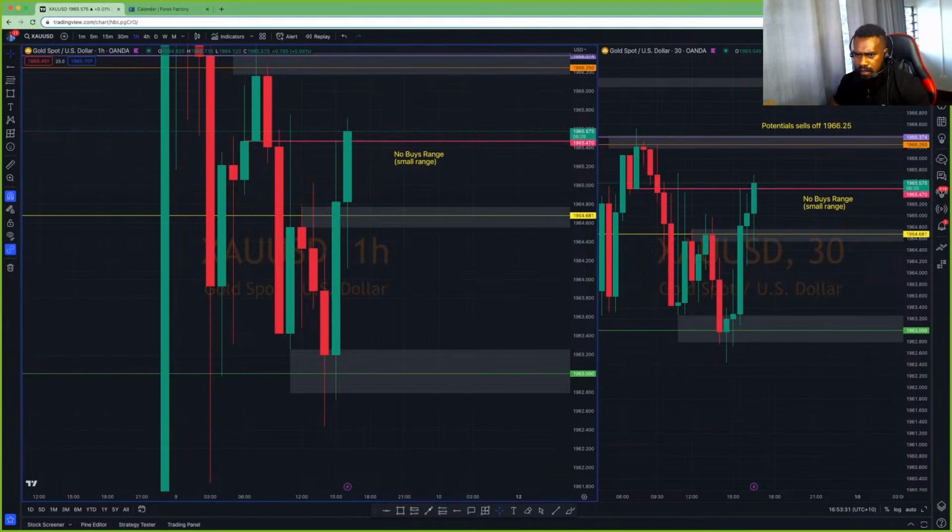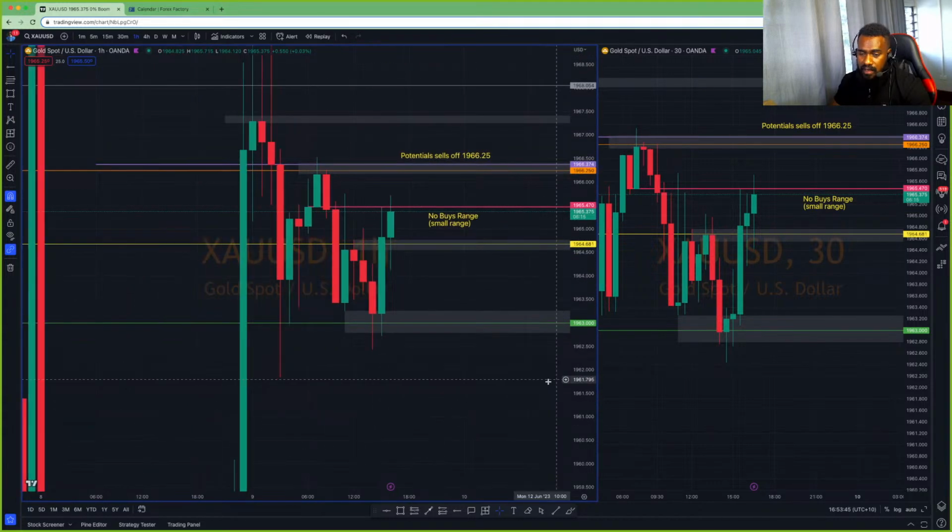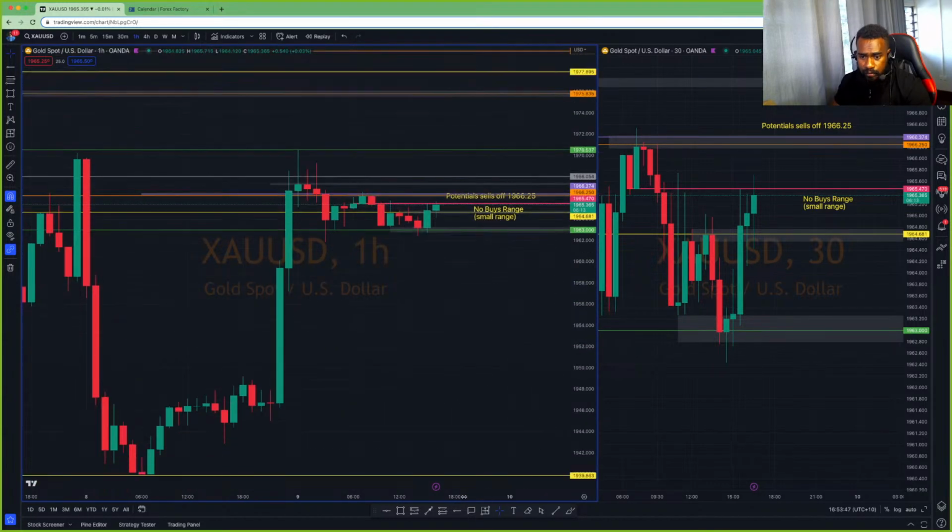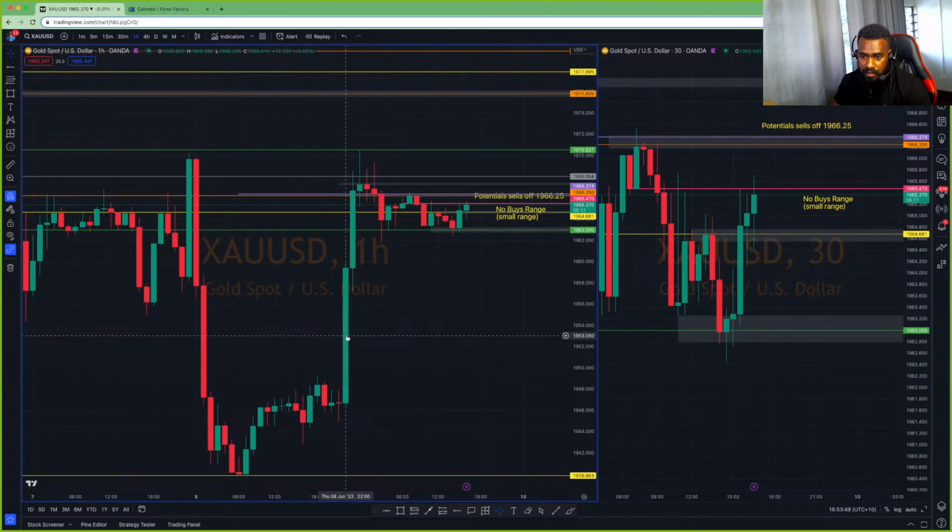What's my PNL of the day? 0. Haven't taken any trades for Asian session. Haven't looked at the chart since last night, NY session. I was only looking for sells yesterday, to be honest. And when we got this huge move coming to the upside, these two candles right here, I just pretty much stayed away from the chart.